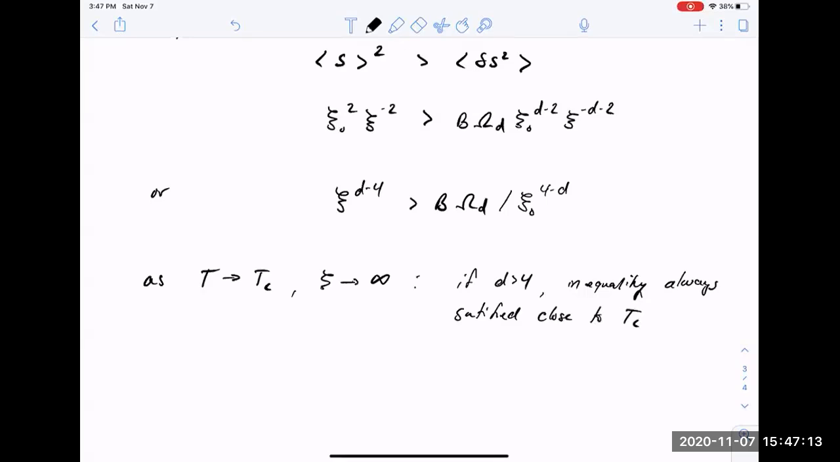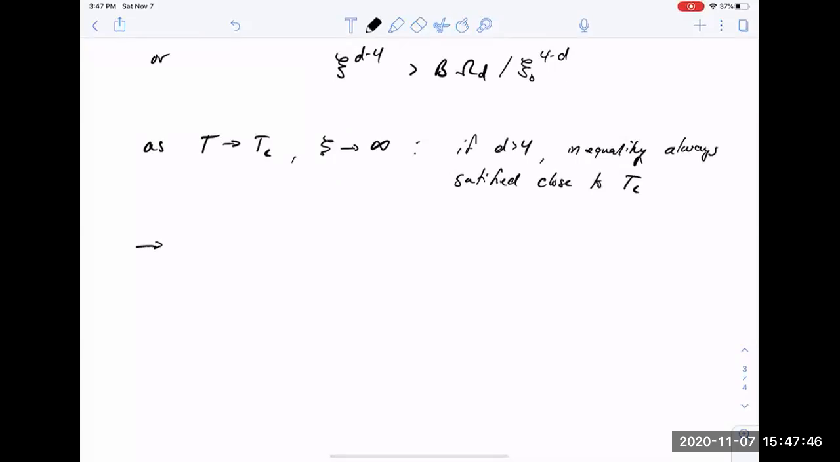However, for the same reason, if we look close enough to TC and D is less than 4, that would make the left-hand side scale as 1 over the correlation length, which would go to 0. The right-hand side is strictly positive, so eventually close enough to the critical point, 0 is going to be smaller than the right-hand side, invalidating that inequality.